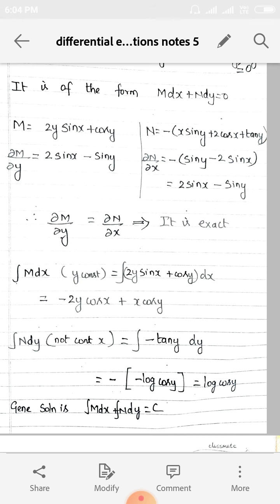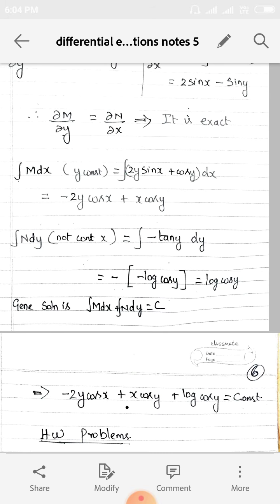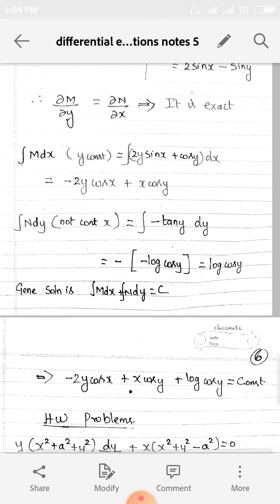See, dou M by dou y is equal to dou N by dou x. Therefore, it is exact. Next, we have to find integral M dx. What is the condition? y is a constant. So, what is the integral of (2y sin x plus cos y) dx? Minus 2y, because the integration of sin x is nothing but minus cos x. So, we get minus 2y cos x plus, treating cos y as a constant and integrating dx, we get x.